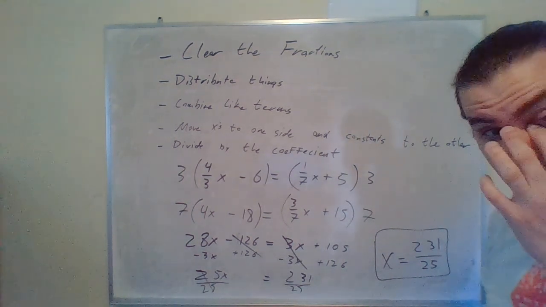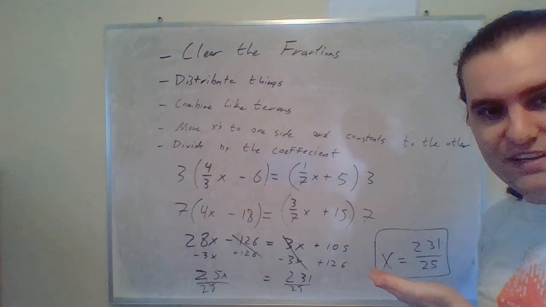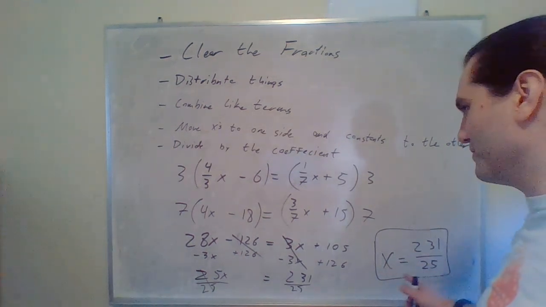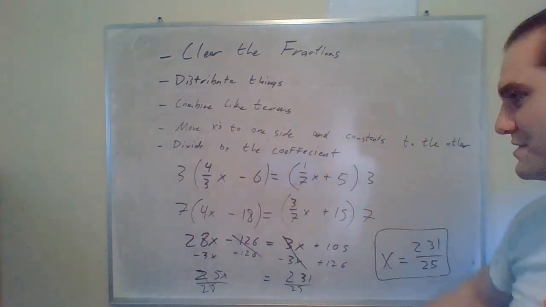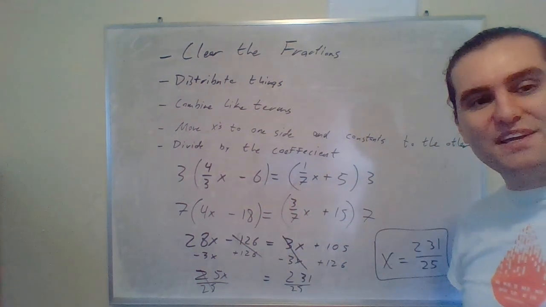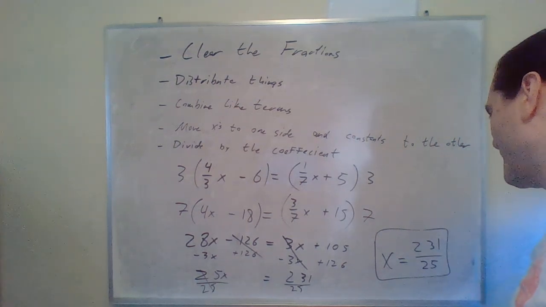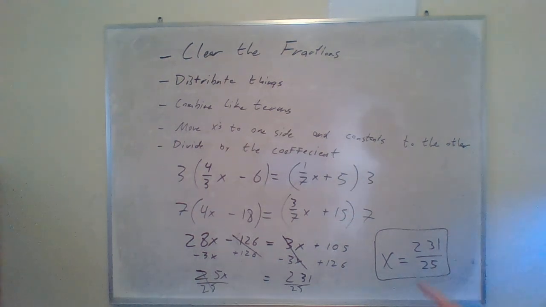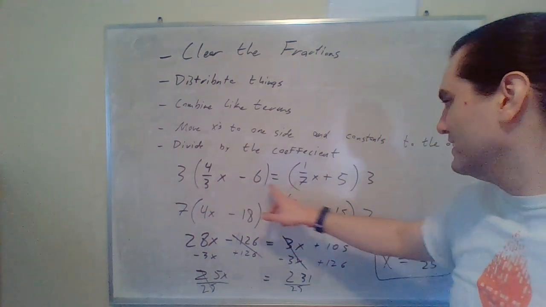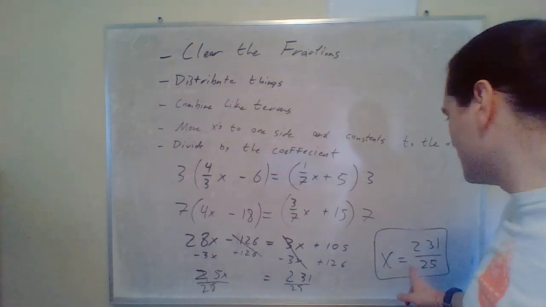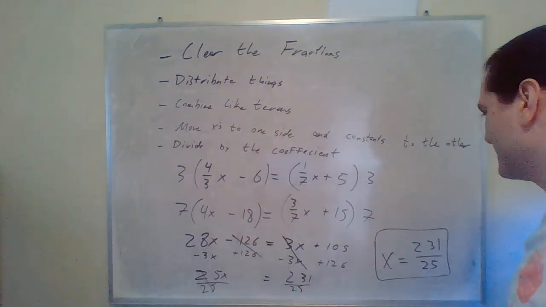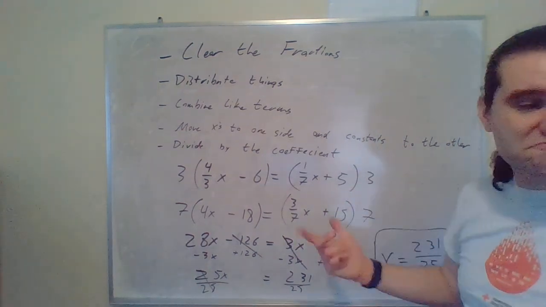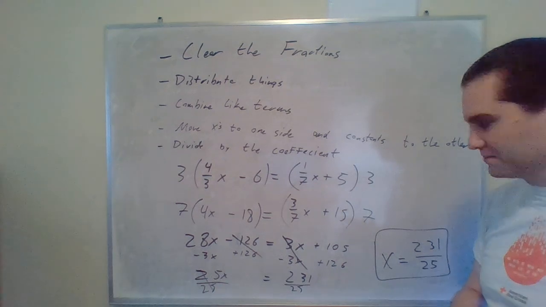I'm going to go ahead and once again not check this because I don't want to multiply 231/25 times 4/3 and then times 1/7 and see if that works. That would be a mess. I'm just going to trust that this is correct. But if you have a calculator and you want to plug it into this to see if 4/3 of 231/25 minus 6 is the same thing as 1/7 of 231/25 plus 5, you could do that. That's very possible.